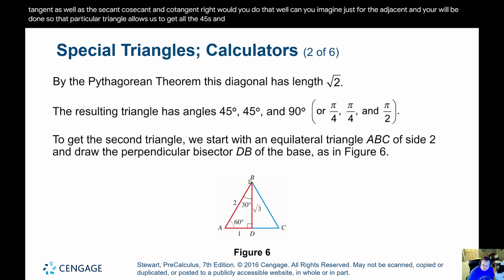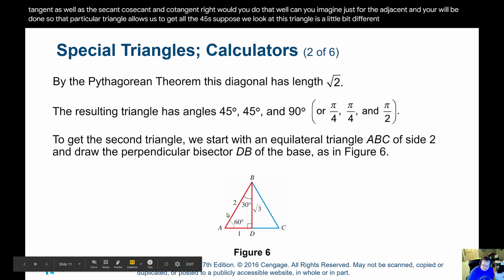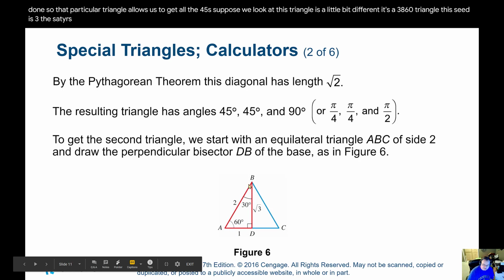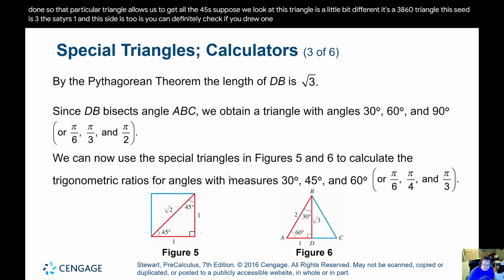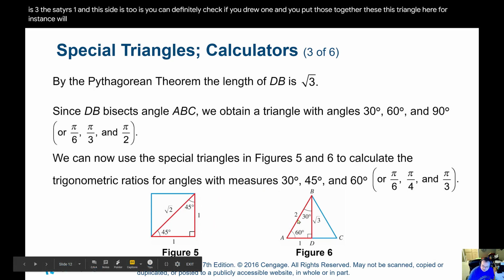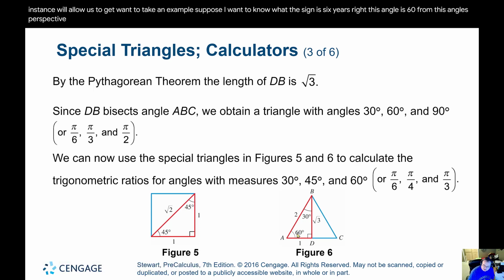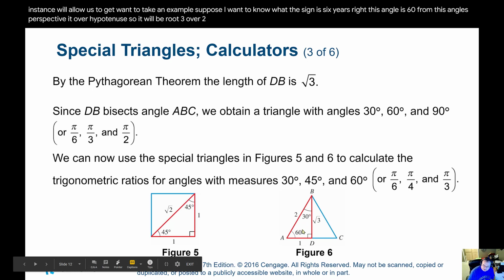Now suppose we look at this triangle. It's a little bit different. It's a 30-60 triangle. This side is root 3, this side is 1, and this side is 2, which you can definitely check if you drew one. And you put those together. This triangle here, for instance, will allow us to get, well, let's take an example. Suppose I want to know what the sine of 60 is, right? This angle is 60. From this angle's perspective, then, isn't the sine opposite over hypotenuse? So it would be root 3 over 2. Suppose I wanted to know the tangent of this. Well, it would be opposite root 3 over 1, which is root 3.